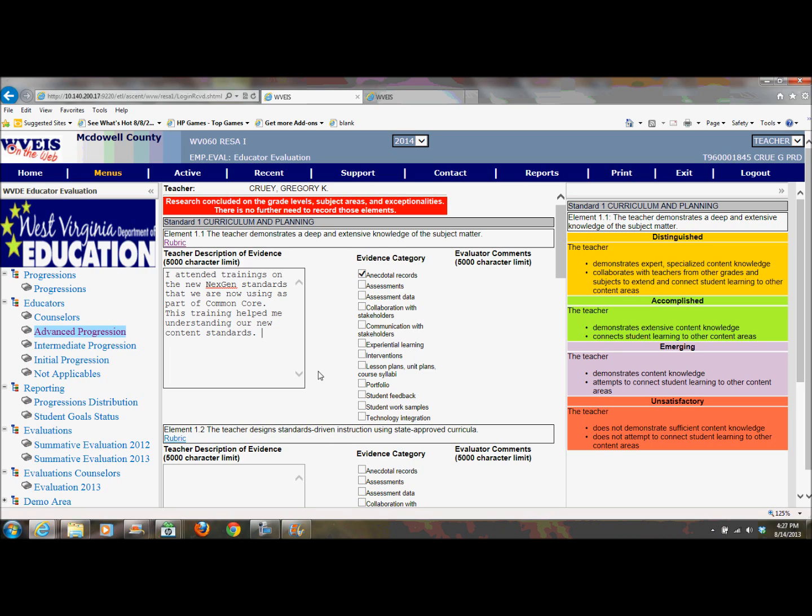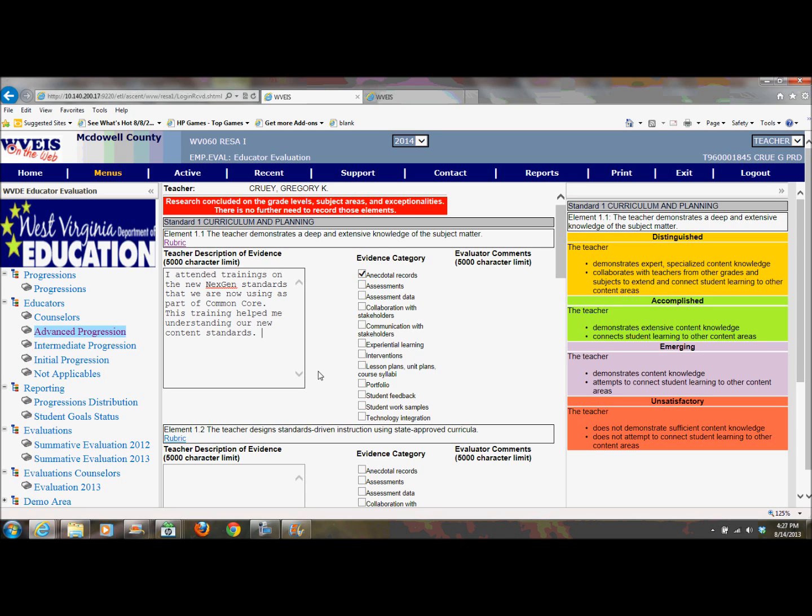Should I enter evidence? Yes, oh yes. Why, when? You should enter evidence because entering evidence will improve your rating on your evaluation. Entering evidence is the only way to get a distinguished rating on an element. If you rate yourself as accomplished on your self-reflection and your evaluator thinks you're only emerging, you will be rated as emerging unless you enter evidence to convince your evaluator that you are accomplished. So yes, you should enter evidence.